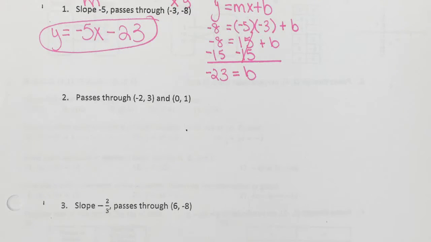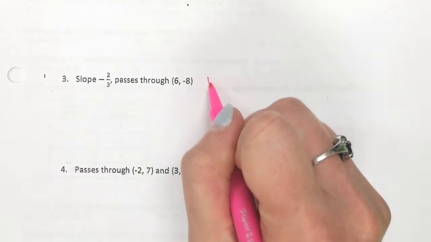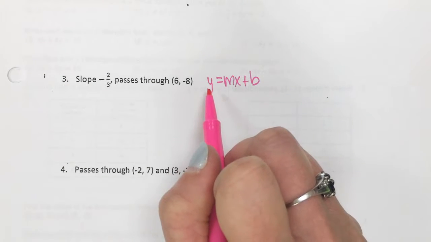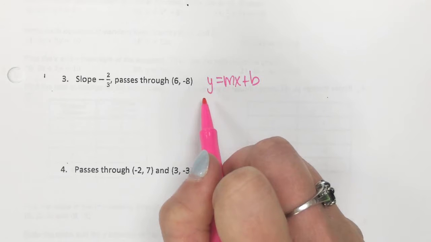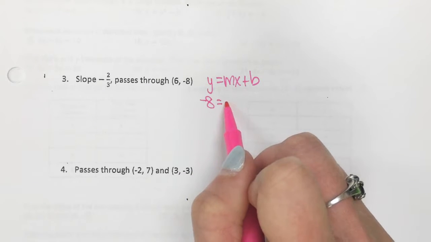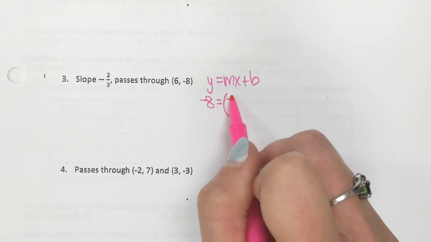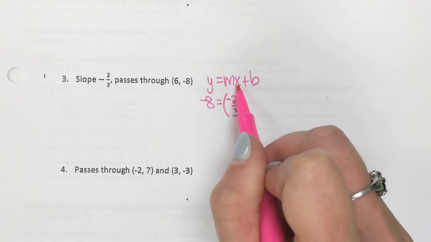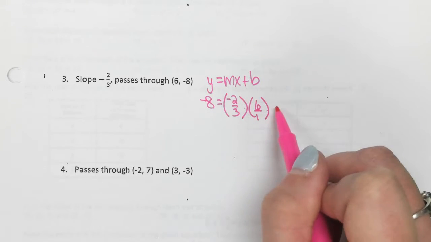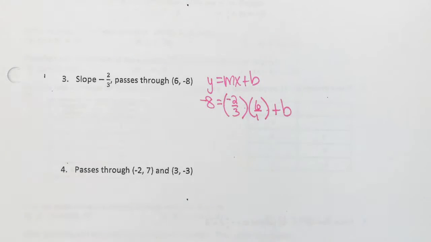Not bad, guys, not bad. All right, here's the only thing we're doing wrong. You've got to read this like you read a book. Replace this. What are we going to replace y with? -8. What are we going to replace m with? -2/3. What are we going to replace x with? 6 over 1, or just 6, and then plus b. Y'all are trying to jump everywhere. Read it like you read a book.